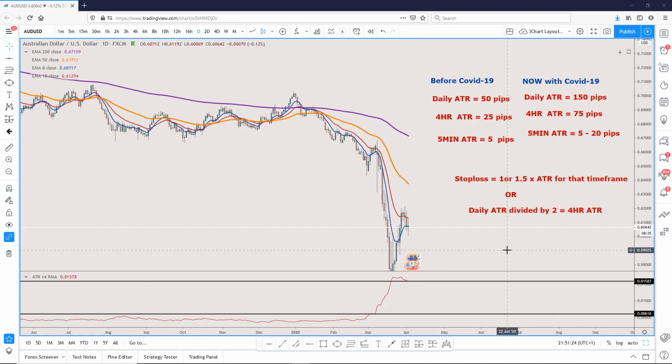Okay, so I took a second here and wrote out the comparison of the ATR before COVID-19 and now. Like I said before, we were looking at the daily ATR, and this was previous to the coronavirus. Our daily average true range was 50 pips. Then I went down to the 4-hour and the average was about 25. And on the 5-minute, the average true range was about 5 pips.